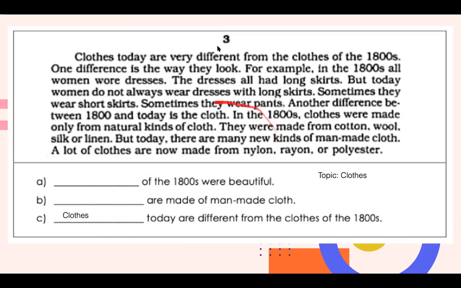The whole text, this small paragraph, talks about how clothes have changed from the 1800s until today. If clothes of the 1800s, this one is too general because there were many types of clothes that maybe were beautiful in the 1800s. And this one is too specific. So very good. C is the main idea of the paragraph. Let's see what comes next.